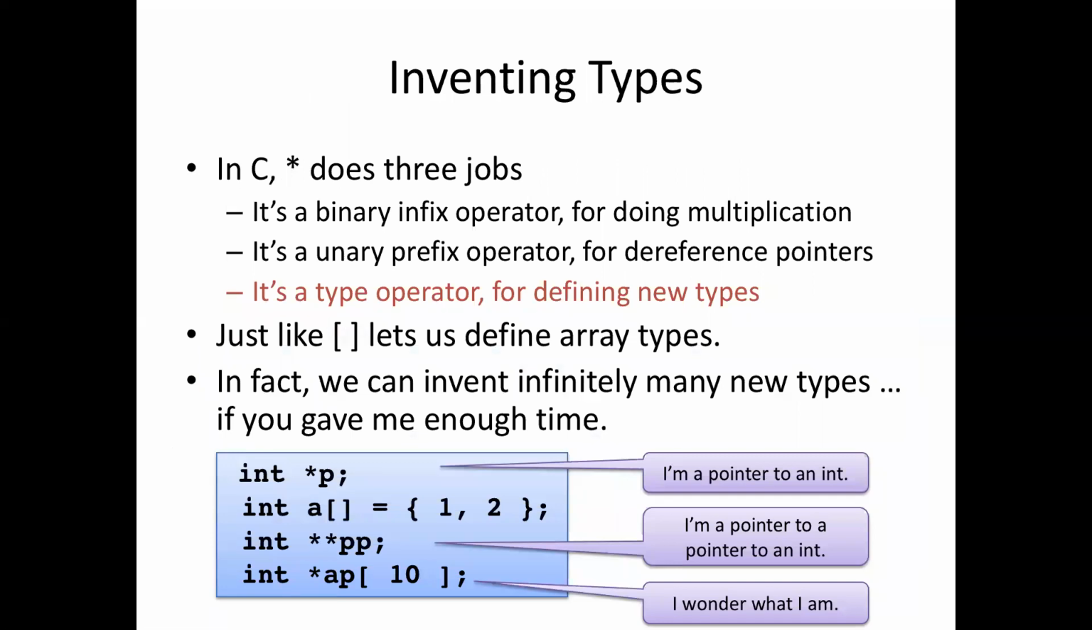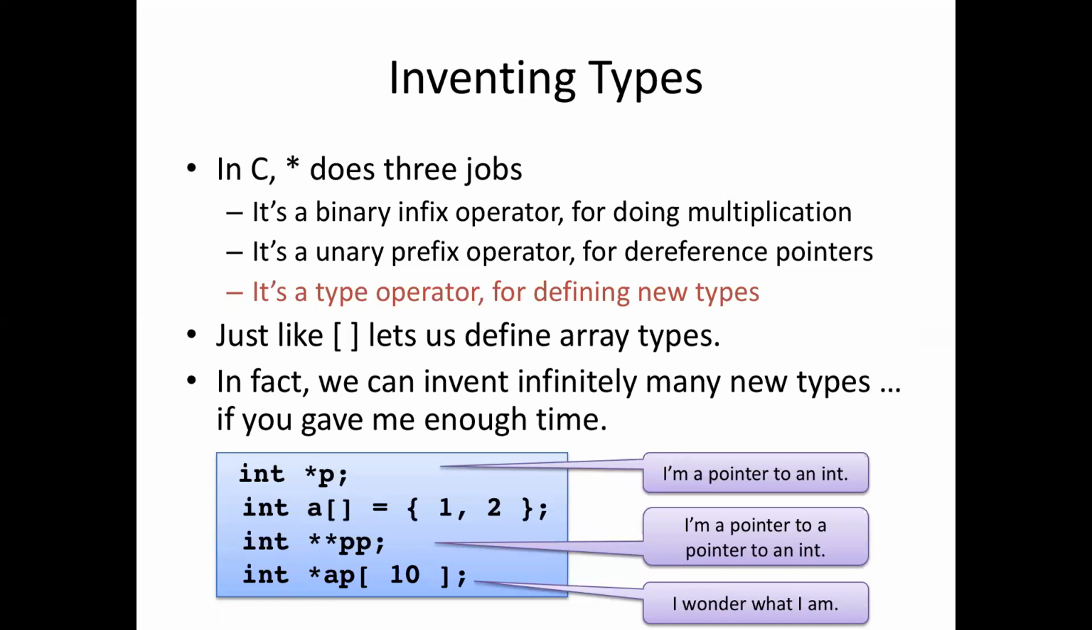We now have a small handful of type operators. Star, I've already made the point that it does a couple of jobs. You already know star does multiplication. If you put it between two operands, it tries to multiply them. If you put it in front of an operand, it's the pointer dereference operator. And it also works like a type operator for defining new types. We've got a couple of type operators already, or I guess at least one, square brackets. If you put square brackets after a variable, you're saying you want an array of some type.